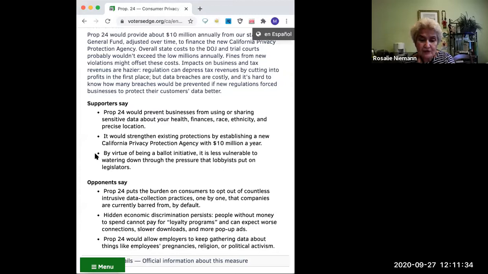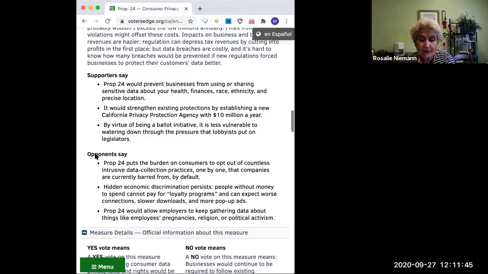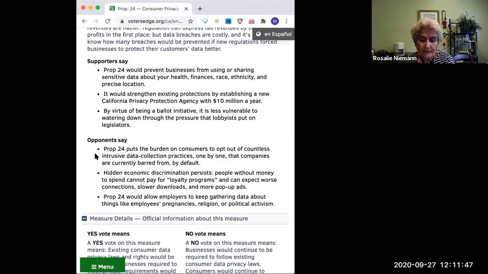And by virtue of being a ballot initiative, it is less vulnerable to watering down through the pressure that lobbyists put on legislators. The opponents say this Prop 24 puts the burden on consumers to opt out of countless intrusive data collection practices one by one that companies are currently barred from by default.